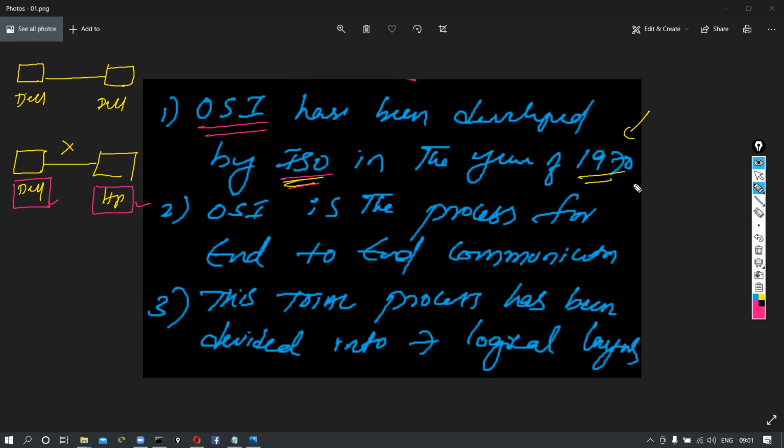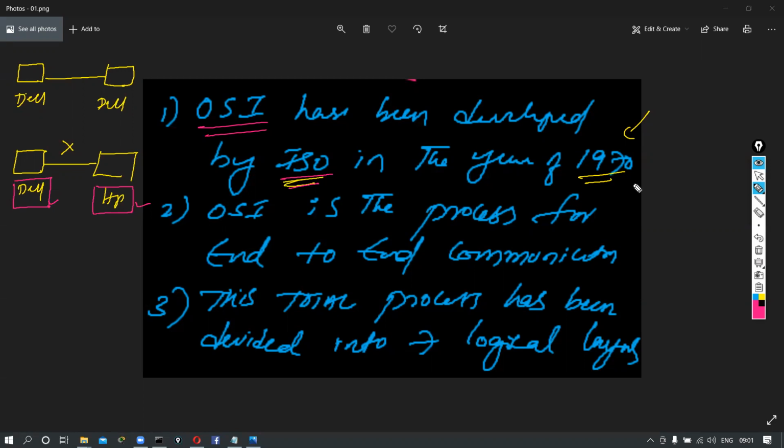What will this networking model tell? It will tell how the communication process will happen from your laptop to your friend's laptop. Your friend is there in the UK. You are sending and receiving mails. There are some files you are downloading and uploading from the internet. Mail communication, web communication, file communication.